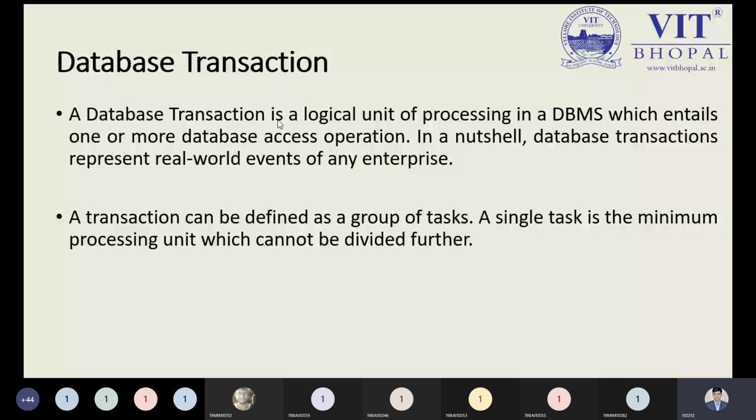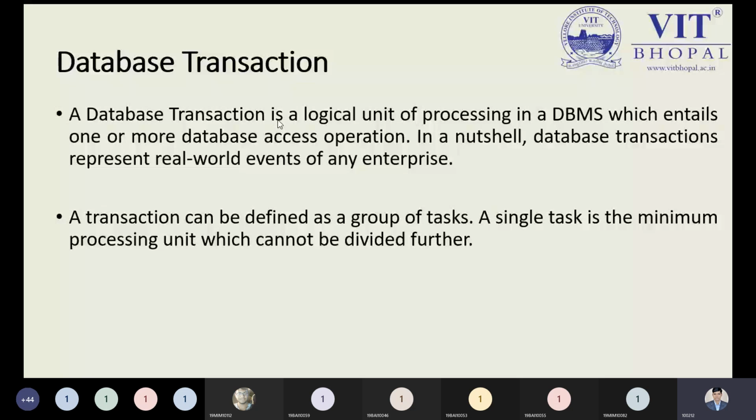Okay, so a database transaction is a logical unit. You have to keep the words in mind properly, and this is the theoretical part we will see today. And in the coming days, or the day after tomorrow, we will see some exercises on transactions. So a database transaction is a logical unit of processing in the database management system, which entails one or more database access operations.